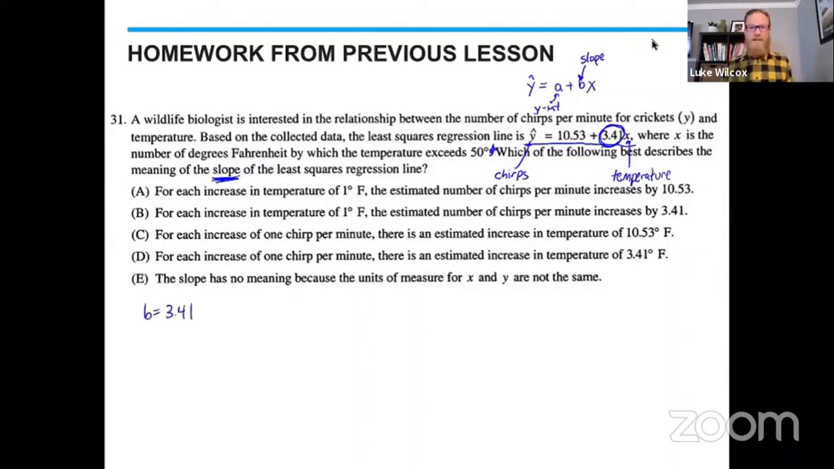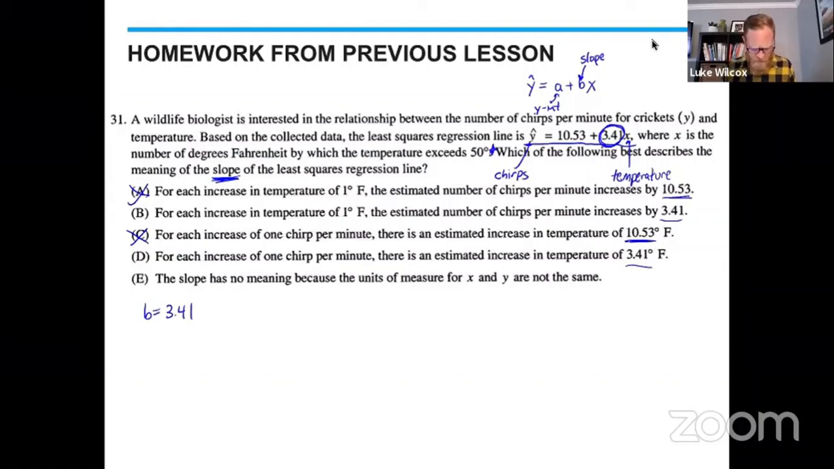So right away, if I look at the answer choices, I can actually get rid of a couple of those choices. Answer choice A is making some sort of interpretation of 10.53, which we know is the y-intercept. And I'm seeing the same thing here on answer choice C. So I'm going to get rid of that. Now, answer choice B and answer choice D have that 3.41 that I want. But let's look at answer choice E here.